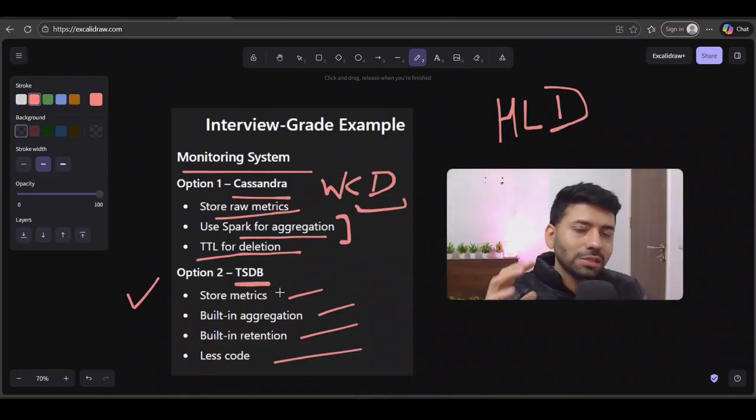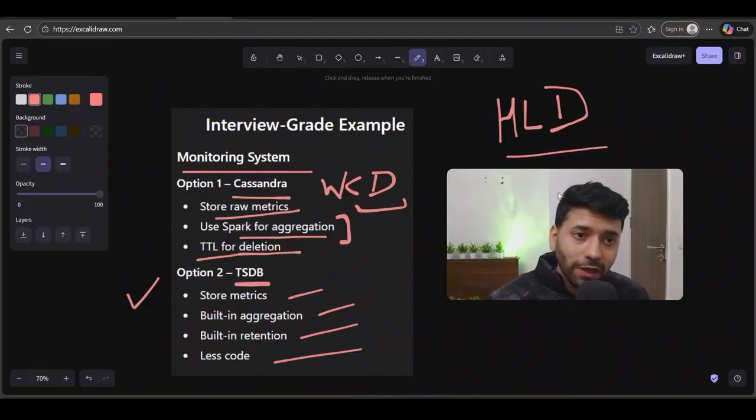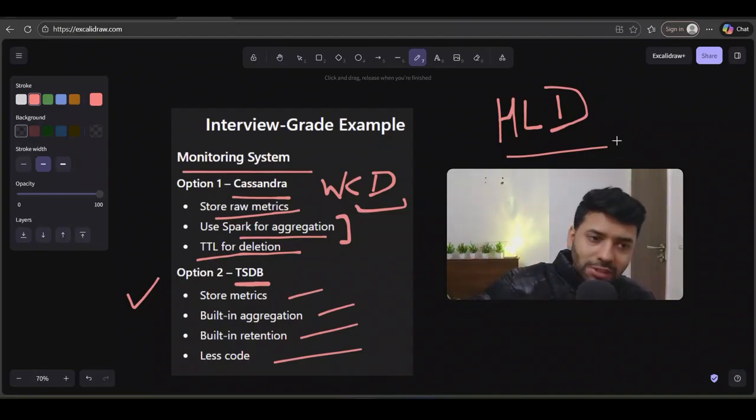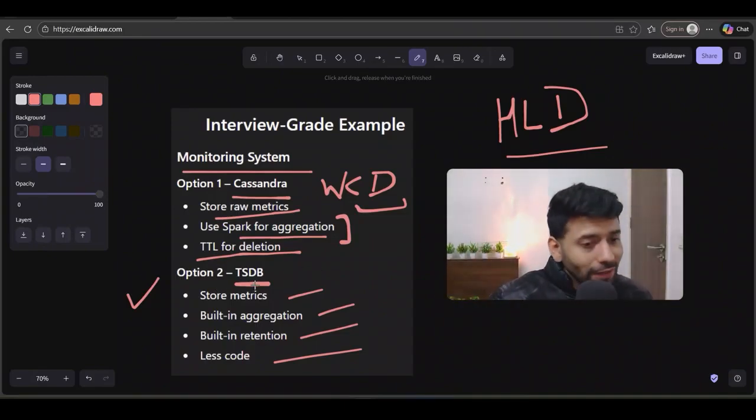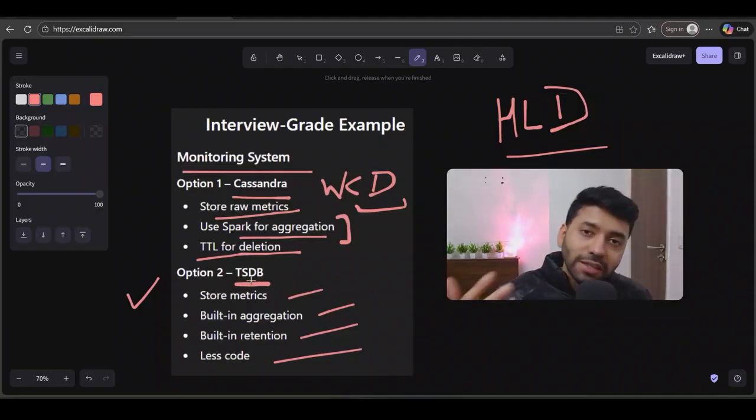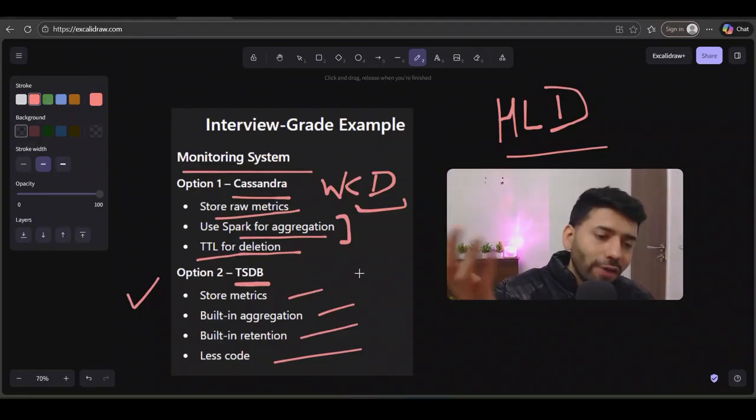A time series database is built specifically for that kind of functionality. So if in your system design interview the interviewer is asking a specific question related to time series data and then asking which database you will use, I think the better option is to say a time series database like Influx or Prometheus, and then you can tell why, right?